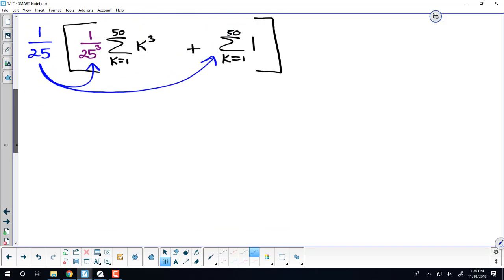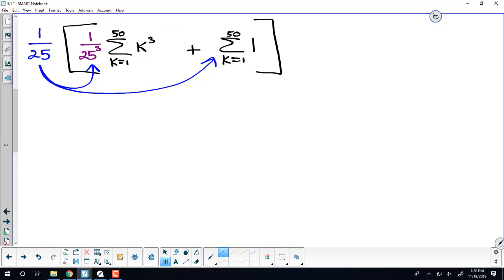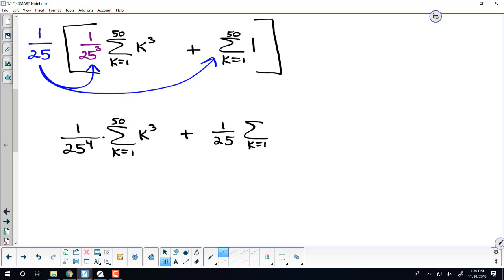So we now have 1 over 25 to the fourth times this sum from 1 to 50 of k cubed, plus 1 over 25 times the sum from 1 to 50 of 1. And so we're going to now utilize that theorem.